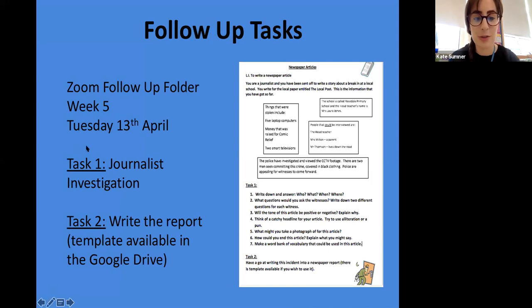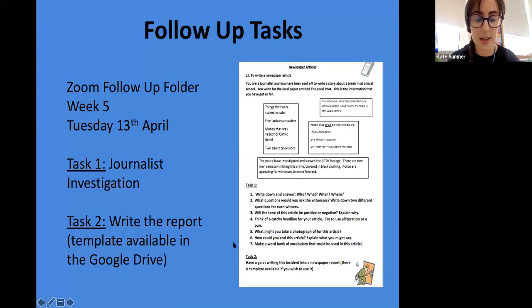If you look at the Zoom follow-up folder and you have week 5 and Tuesday, the 13th of April, there are two tasks. You can choose either just to do the first one, if you think this is a bit stretchy for you. The first one would be fine for everyone. Or if you want to stretch yourself a little bit more, challenge yourself, you could do both of them.